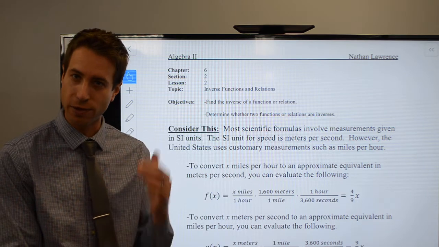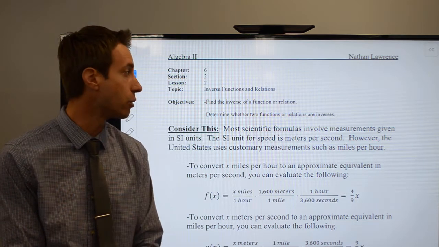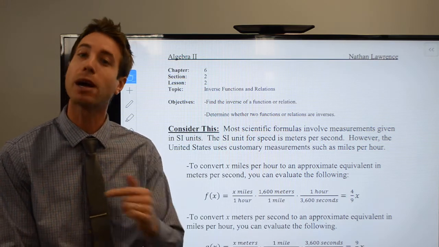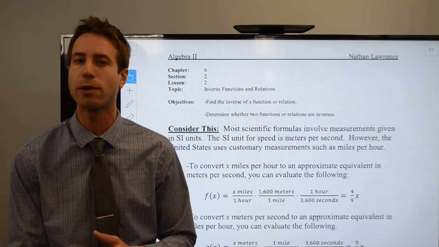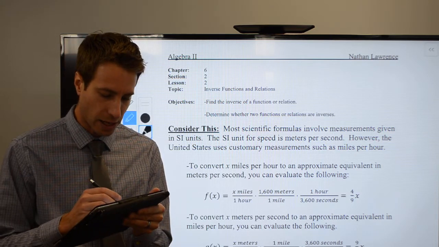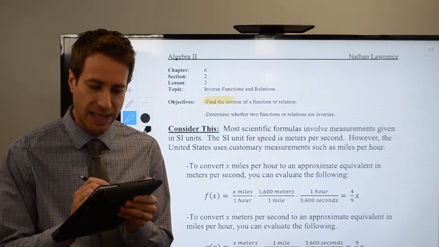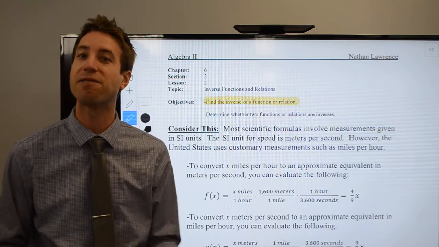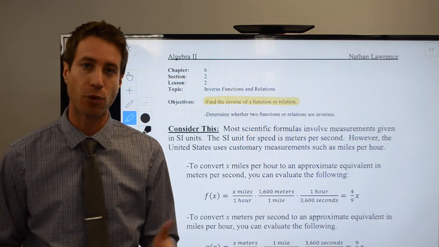But for now, here in chapter 6, section 2, what we're going to do in this set of videos and over this section of notes is take a look at inverse functions and relations. So a couple of objectives or learning targets for you, things you should be able to do by the time we get to the end of this set of notes. You're going to want to be able to find the inverse of a function or a relation, so we'll start with that. We'll show you how to find an inverse function or an inverse relation.